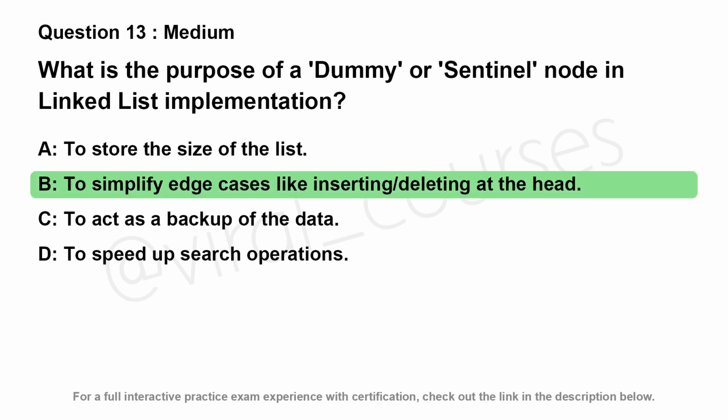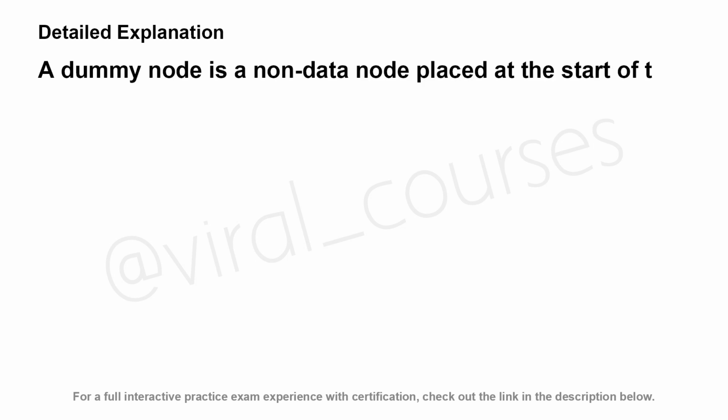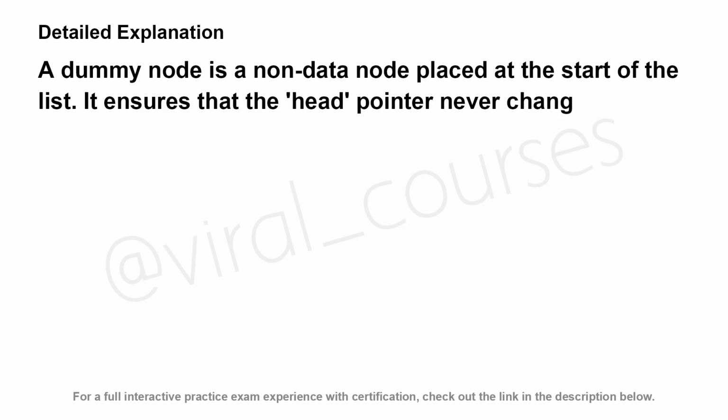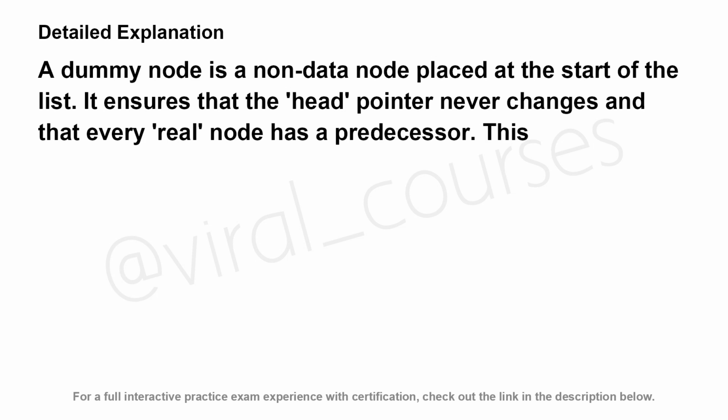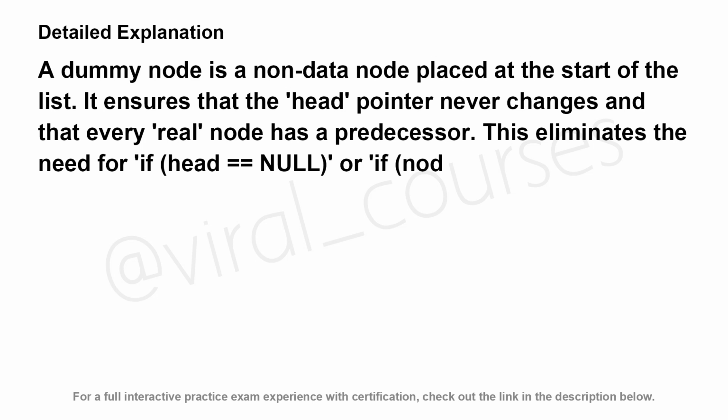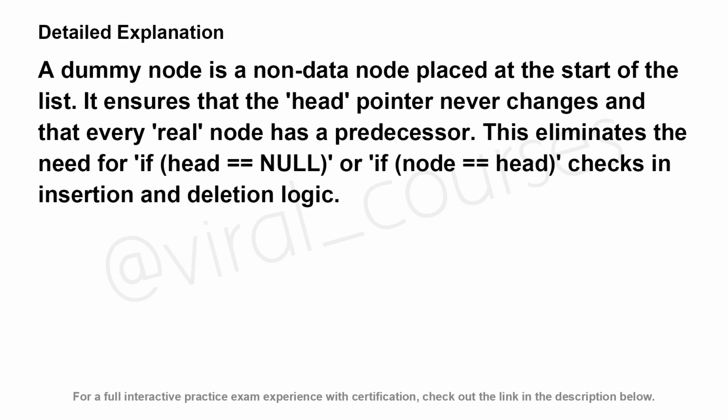The correct answer is B. A dummy node is a non-data node placed at the start of the list. It ensures that the head pointer never changes and that every real node has a predecessor. This eliminates the need for "if head equals null" or "if node equals head" checks in insertion and deletion logic.